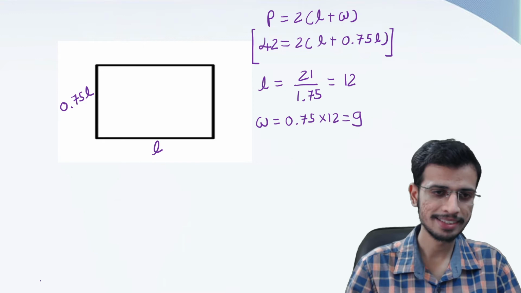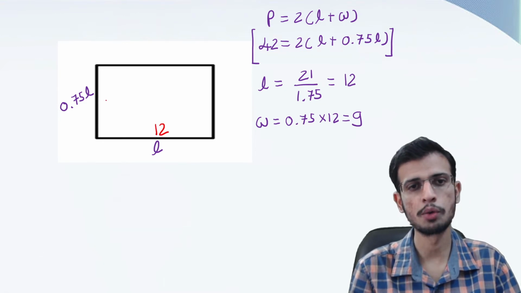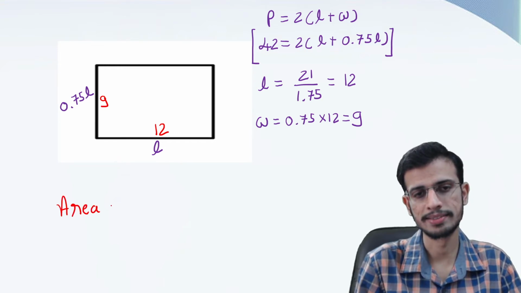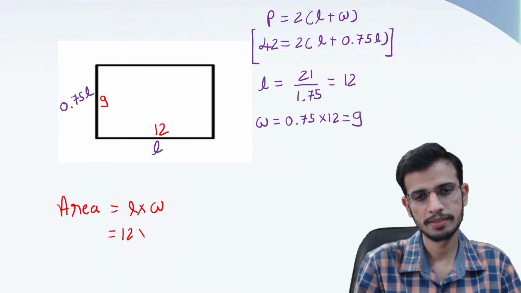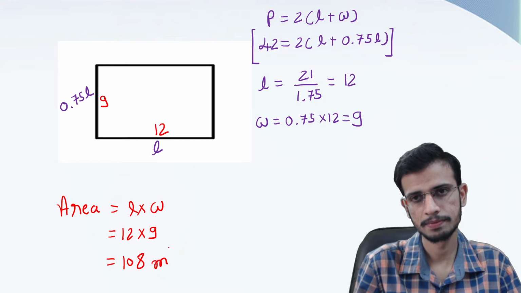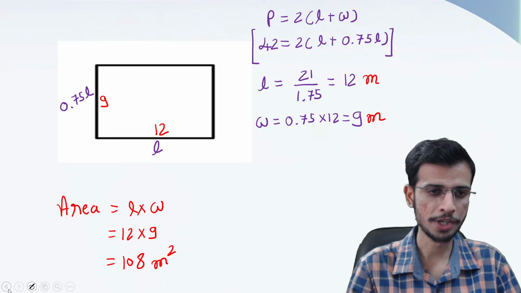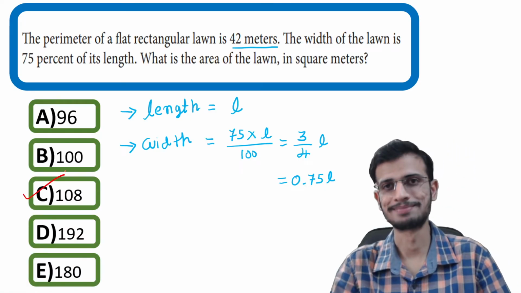So we know length and we know width, so we can find area. This side is of 12, this side is of 9. So area is nothing but length into width. So we got our answer, 108 meters square, right? These both are in meters. So option C will be the correct answer for this question.